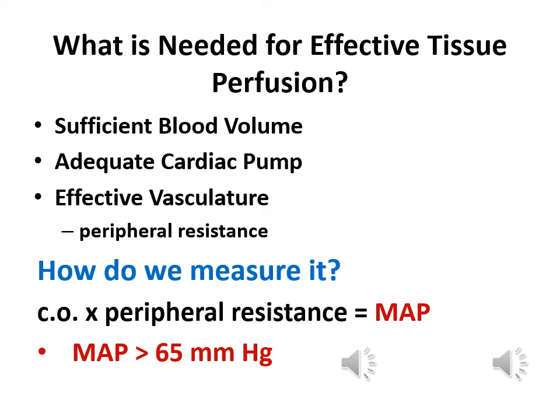Another value that you may look for in your reading is the central venous oximetry, which must also be greater than 70.